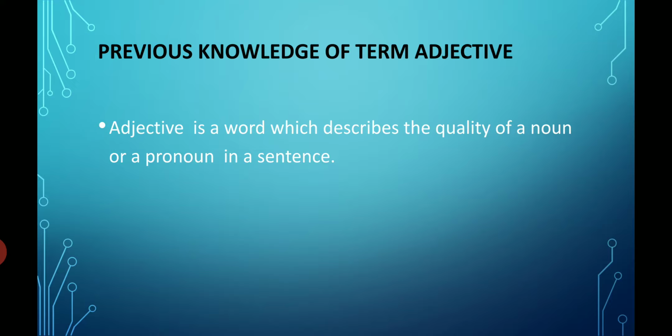So, adjective is a word which describes the quality of a noun or a pronoun in a sentence. Let's look at this example. Ram can run fast. In this sentence, you can see that Ram is a noun, a boy who can run very fast. So, fast is a word which describes the quality of a noun. Fast is describing that Ram is a boy who can run very fast.